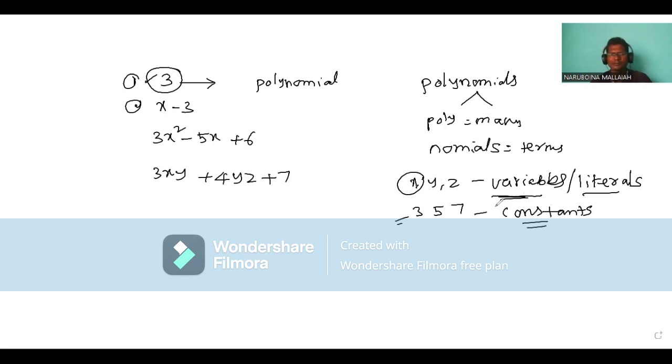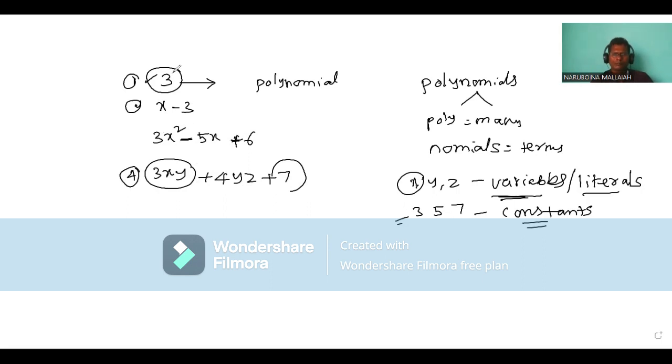Vary means changing. See in the third example, 3x square minus 5x plus 6. It has three terms: 3x square is one term, 5x is one term, 6 is one term. Here terms are separated by plus and minus signs. Then in this fourth example, we have three terms. First term is 3xy, second term is 4yz, and last term is 7. These all are called terms.